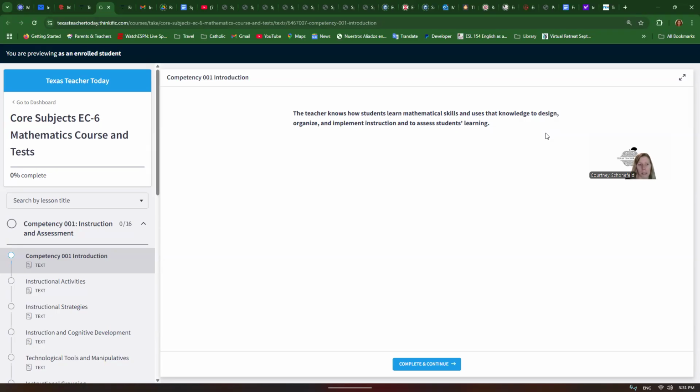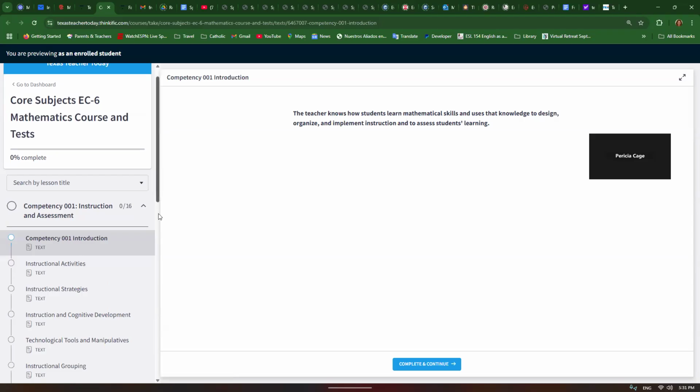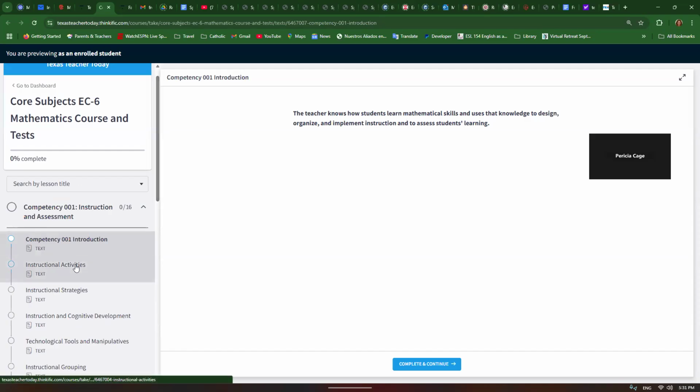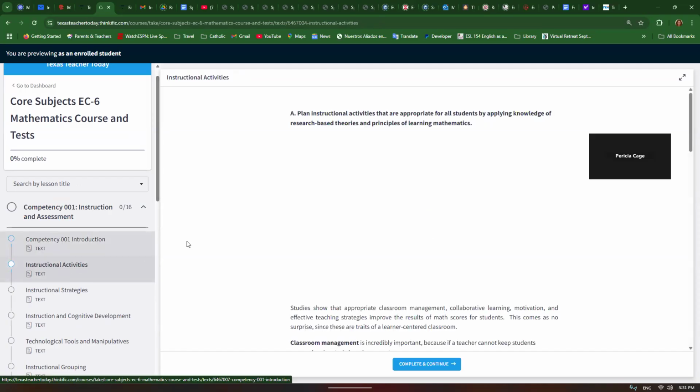We'll go over Competency 1 for math, which is actually not math, so it's good news if you don't like math, right? It's all about teaching math, instruction, and assessment. Competency 1 is: the teacher knows how students learn mathematical skills and uses that knowledge to design, organize, and implement instruction and assess students' learning. So it's not really math. You can see the other competencies are math: number operations and concepts, patterns and algebra, geometry and measurement, probability and statistics, and mathematical processes. But for Competency 1, anybody can get better at this, even if math isn't our strong suit.